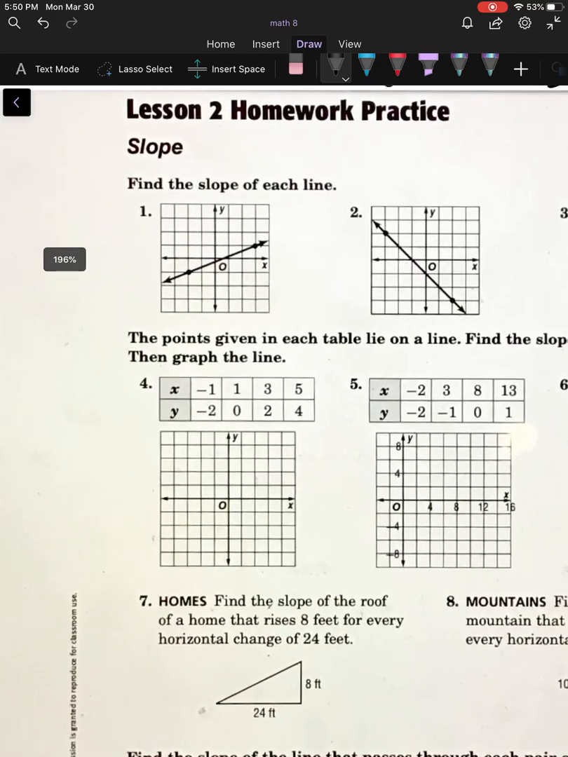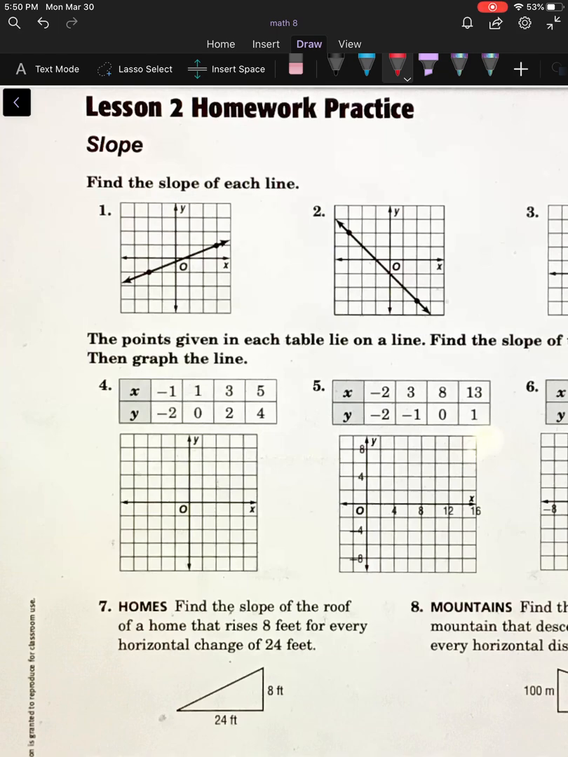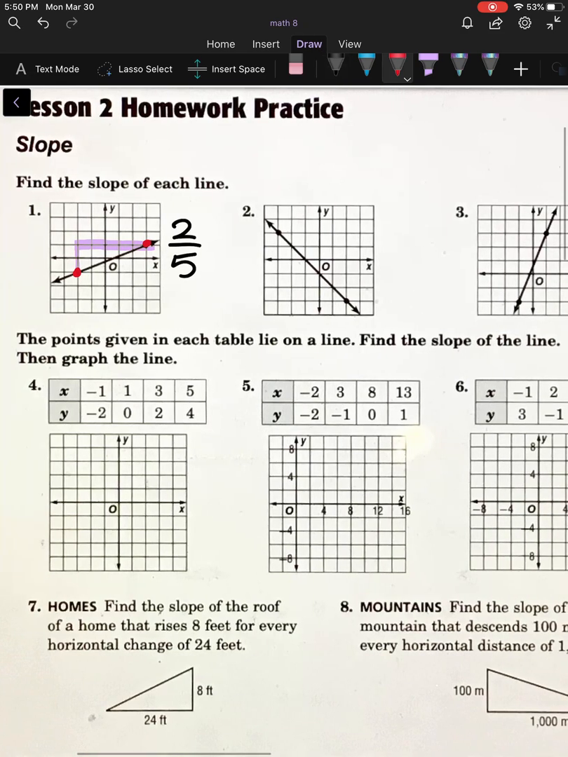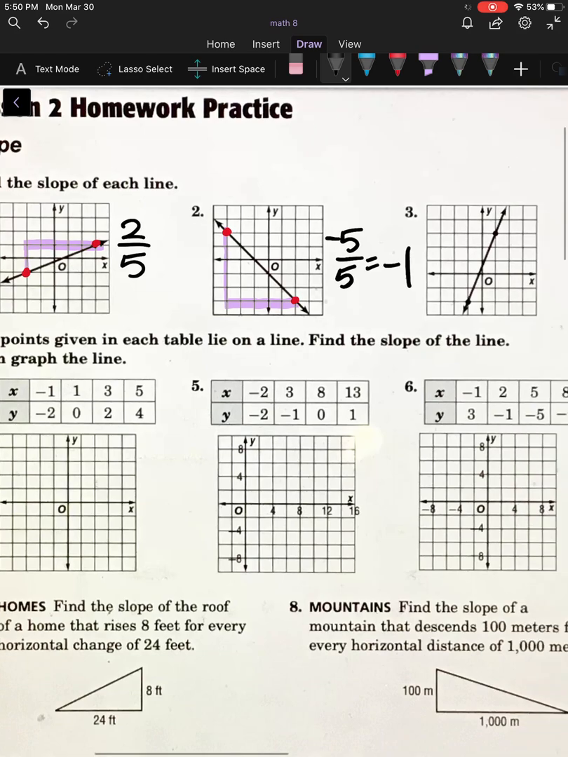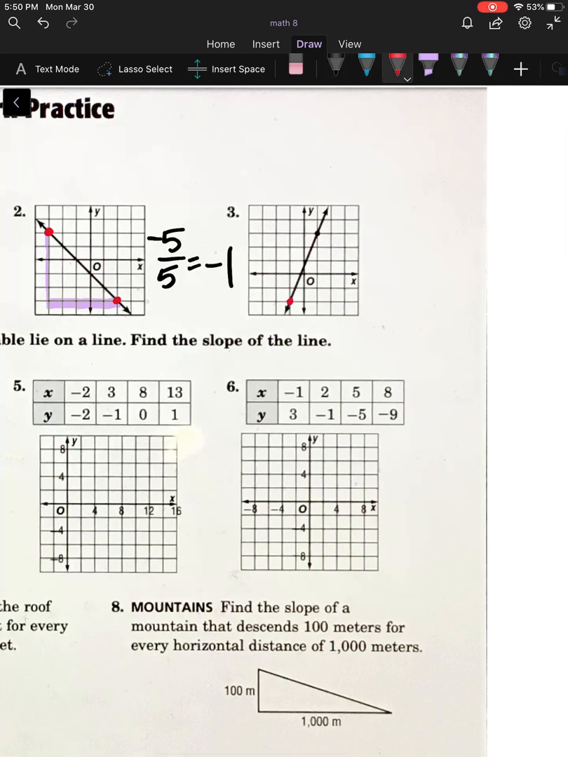Number 1, find the slope of the line based on the graph. So you know we're going to go from left to right. So from this point to this point, the rise, it goes up 1, 2, and it goes over 1, 2, 3, 4, 5. So the slope is 2 over 5. Number 2, also going from left to right, you go down 1, 2, 3, 4, 5, and over 1, 2, 3, 4, 5. Because it was down 5, it's negative 5 over 5, and that can be simplified to negative 1. Finally, looking at number 3, once again, always from left to right, you go up 1, 2, 3, 4, 5, and over 1, 2. So the slope is 5 over 2.